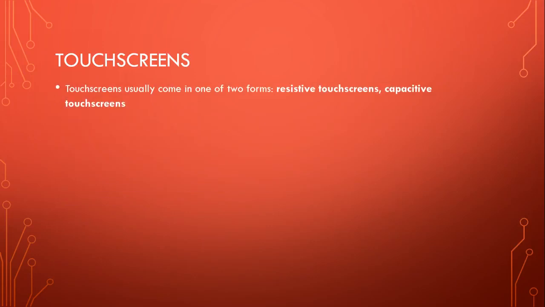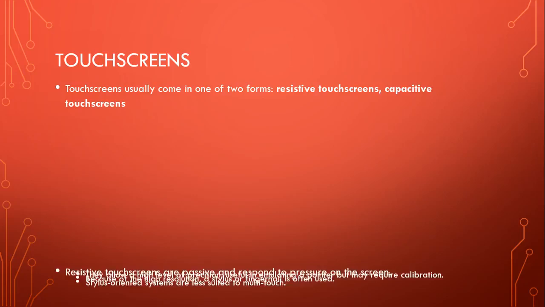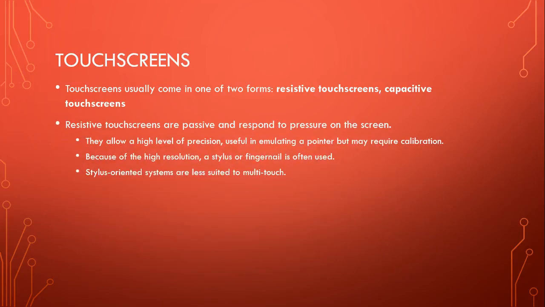Let's continue talking about those touchscreens. Touchscreens come in one of two forms, resistive or capacitive. Resistive touchscreens are passive, and they respond to pressure on the screen, which means that when they are pressure calibrated, they allow for a high level of precision, which is very useful in emulating a pointer, but they can also require some calibration. So this is really useful, for example, for people who want to do things like art. They want to do a heavy stroke versus maybe a very faint stroke. You're going to want a resistive touchscreen because you want to let the screen know how much pressure you're pushing down rather than just using it all as one stroke.